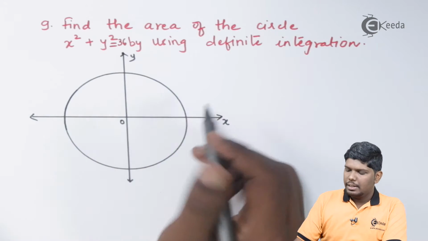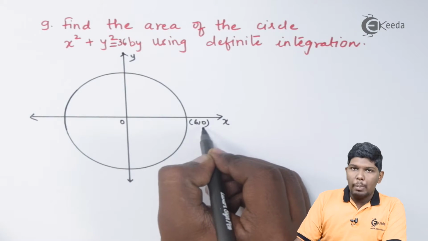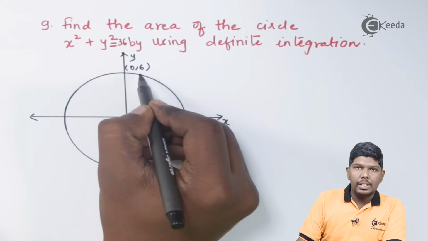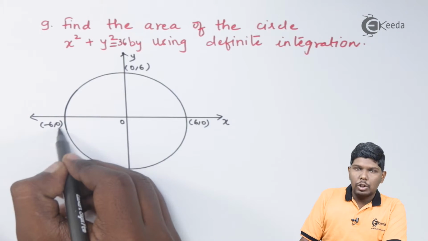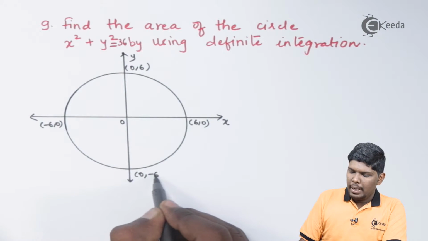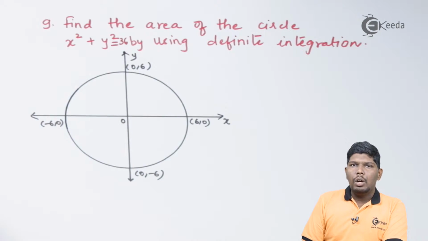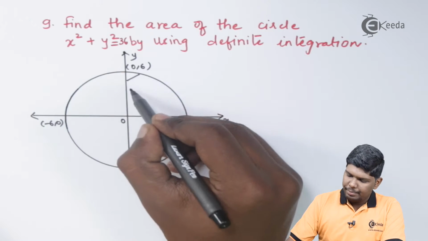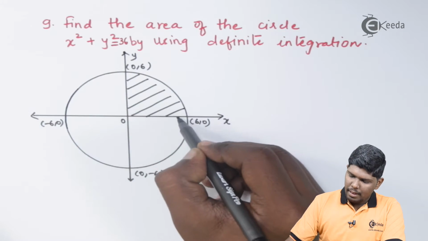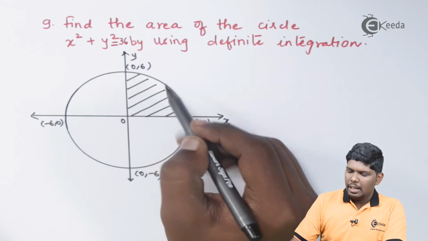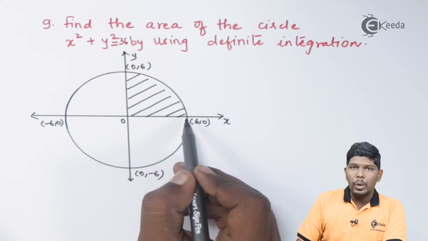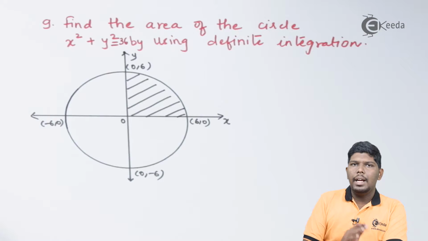Since the radius is 6, here we have 6, 0, 0, 6, minus 6, 0 and 0, minus 6. Now to find the area of the circle, we can consider the area which is formed by the circle in the first quadrant, that is 1/4 circle. As you can see, this area is formed under the curve with respect to x-axis. So we can use the formula integral y dx, and the limits of x will be from 0 to 6.